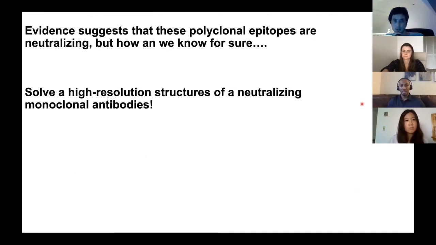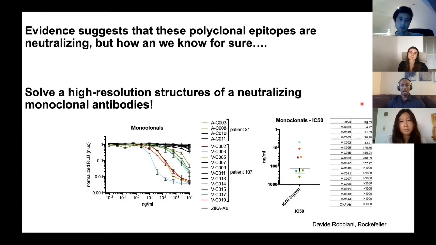So we have evidence, right, that these polyclonal epitopes can neutralize through neutralization assays and the fact that they're targeting regions known to be neutralizing epitopes. But how can we actually know what the mechanism is? For that, we turn to high resolution techniques, including cryoEM and X-ray crystallography. So our collaborator again, Davide Robiani at Rockefeller University, was able to isolate monoclonal antibodies from these individuals.